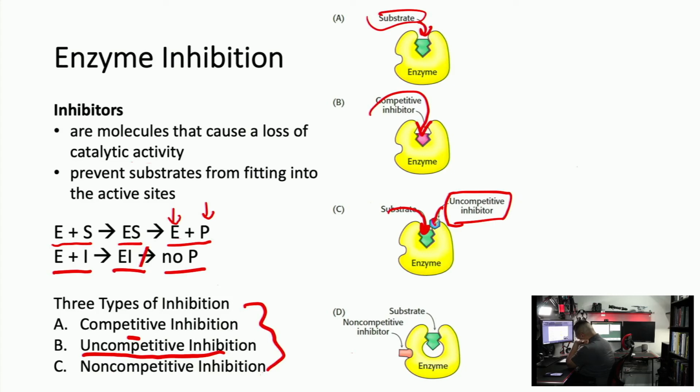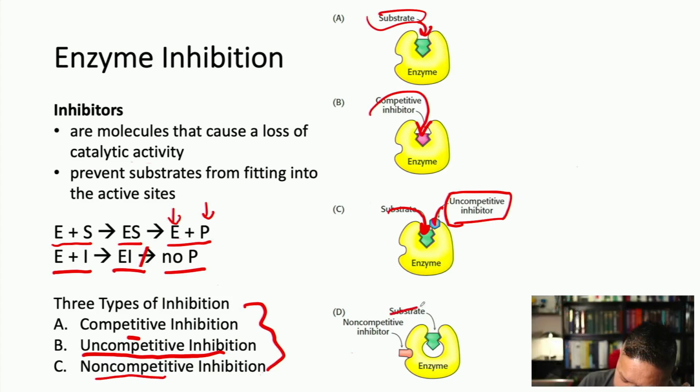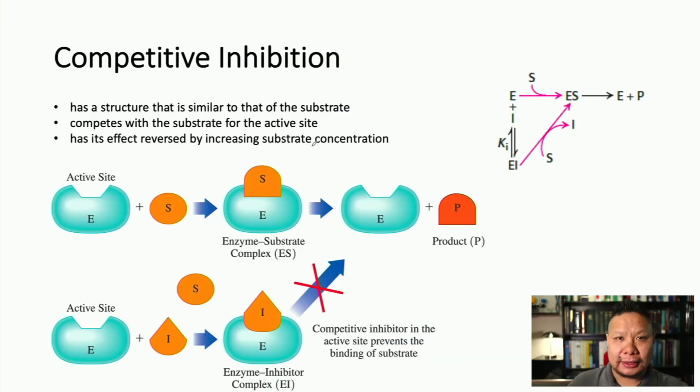And in non-competitive inhibition, the substrate tries to bind into its active site, but the non-competitive inhibitor, right, binds to some site outside the active site, changing the active site's profile so that the substrate is no longer active inside the active site, right? And we're going to go through these in a lot more detail now. So now let's go through each one individually.